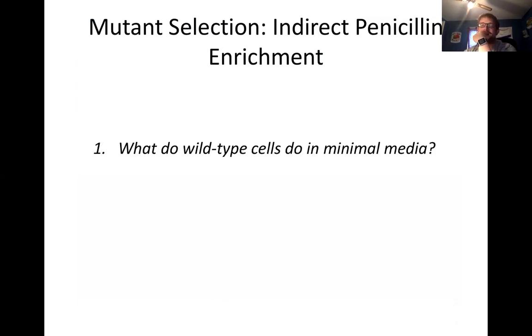And so in this case, let's review really quickly. What do wild type cells do in that minimal media? What are they capable of doing?